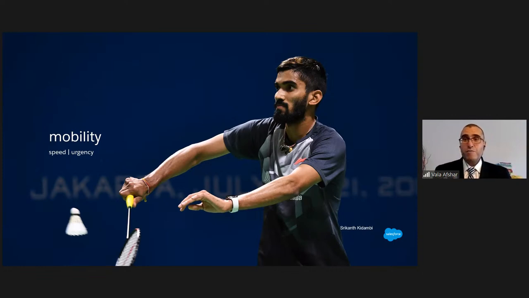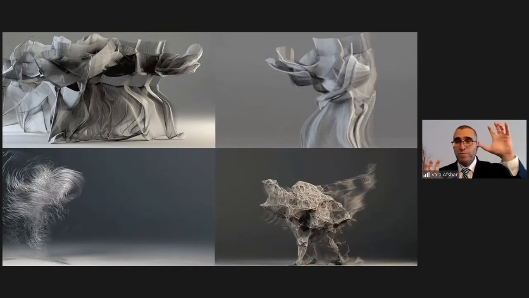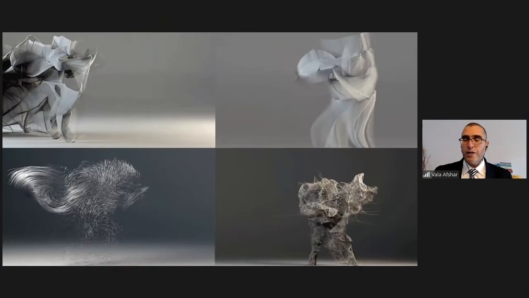This is the power of mobility that's unleashed by AI. Continuity. This is a hyper-speed computer looking at the movement of a master martial artist. And it's about agile and low friction. But the same high-speed camera captures the micro movements of a master martial artist.